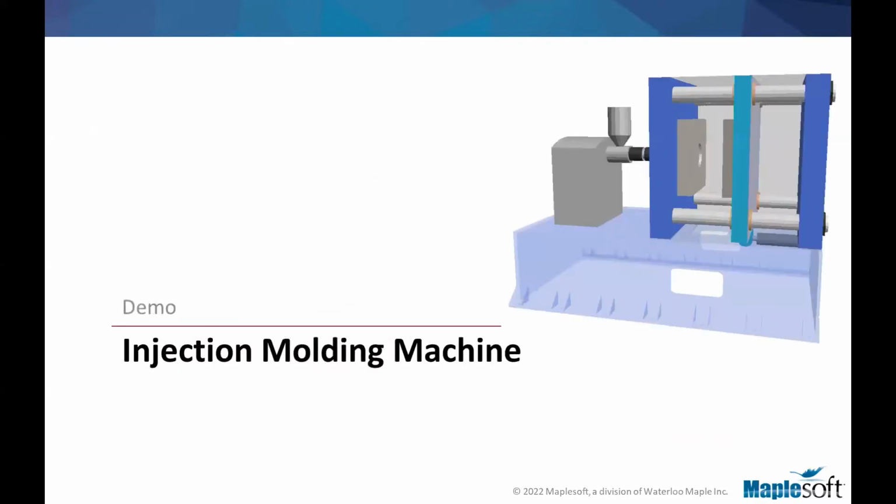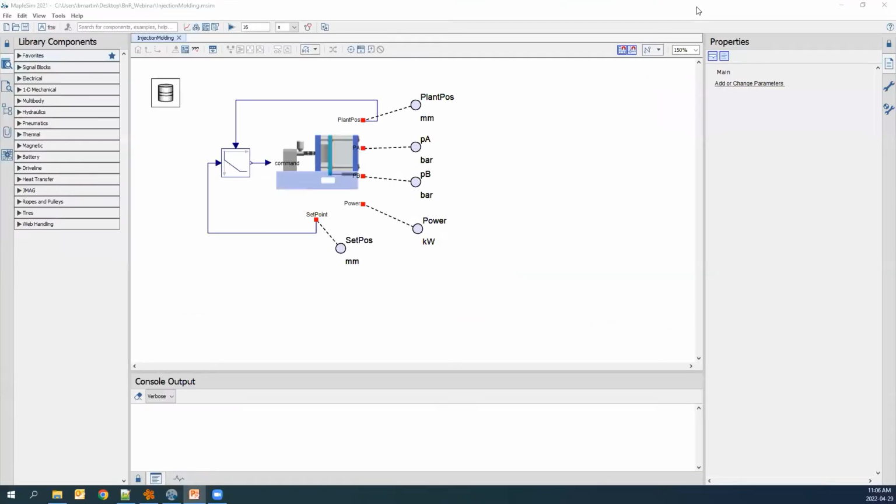So in today's example, I'm going to go over an injection molding machine. I'm actually just going to leave my presentation now, and we're going to jump into our MapleSim model. Again, just a quick overview for anyone who is new to MapleSoft products, specifically MapleSim. This is MapleSim. This is that modeling tool that I was referring to.